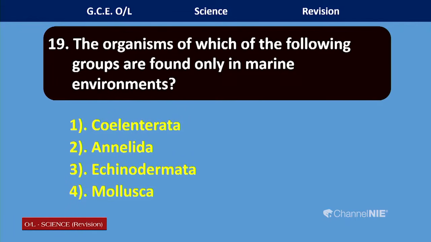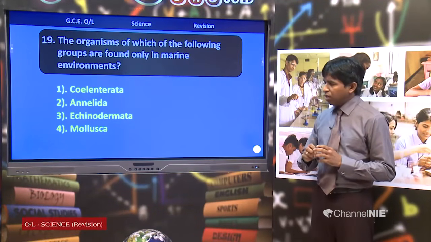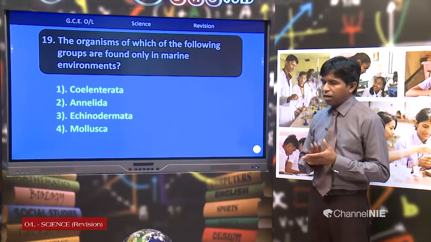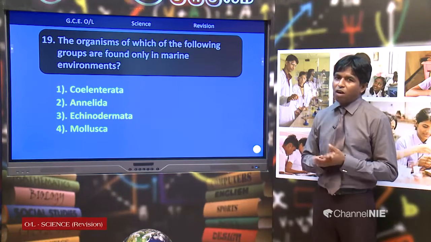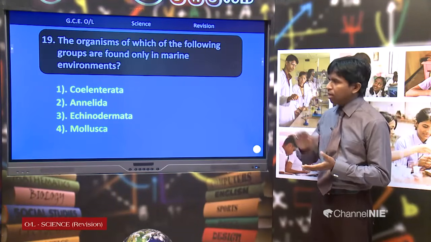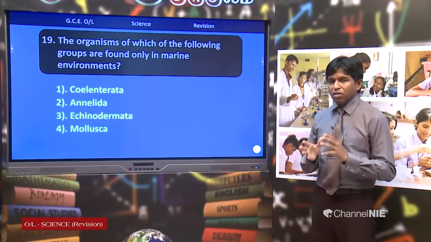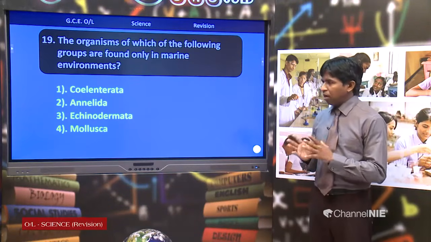Out of the 5 invertebrate phyla, the organisms of the last phylum, Echinodermata, are all found in seawater, the marine environment. Let us analyze the answers one by one. First answer, Coelenterata. In Coelenterata, some organisms are in fresh water, some are in marine water.